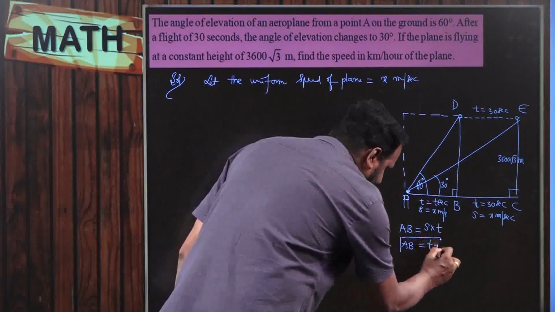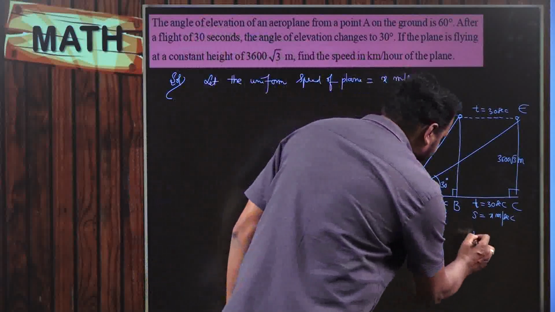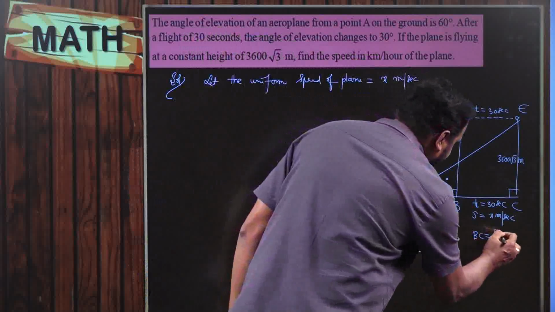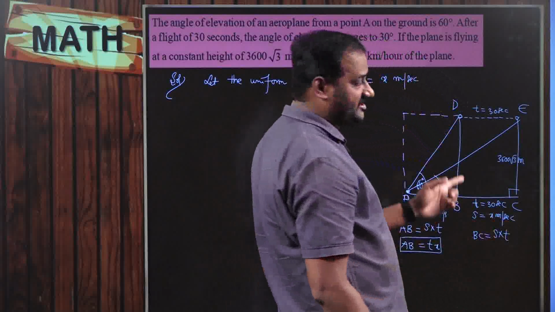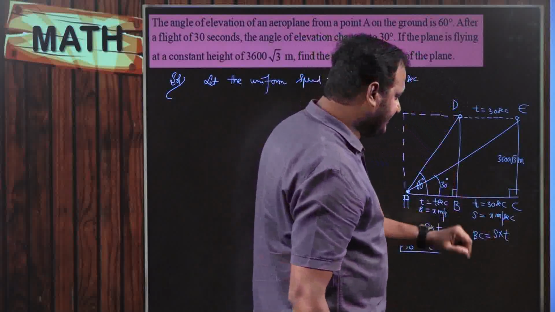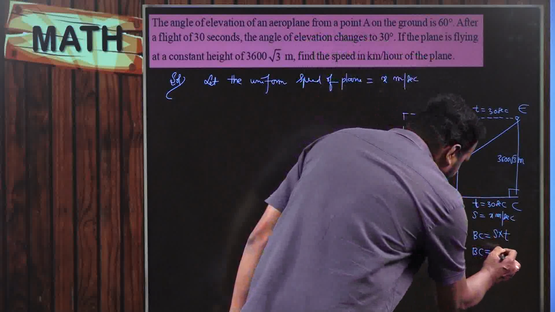After finding AB, I need to find BC. So here BC is also the distance. BC is equal to again speed multiplied by time. Here speed is x meters per second, time is 30 seconds. Again seconds cancel, x into 30 is equal to 30x. So BC is equal to 30x meters.